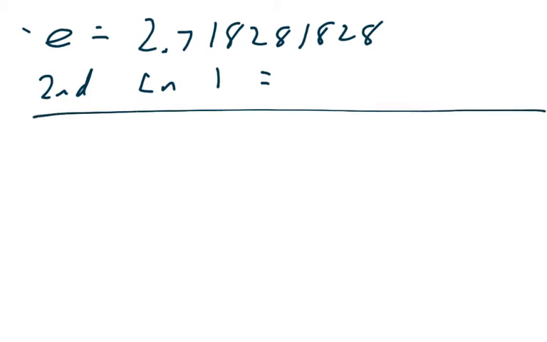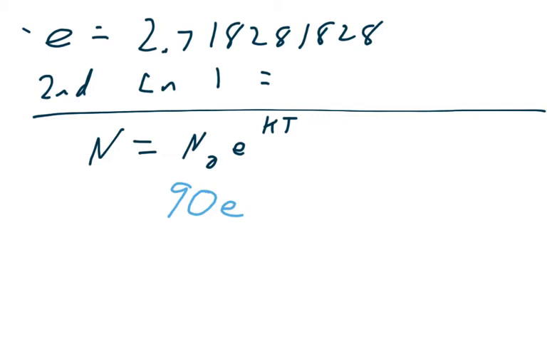e is a special type of number because we use it when we compound things continuously. So in example number 1, we have a formula N equals N sub 0 e to the kt, and k is positive if it's growth and negative if it's decay. According to Newton's law, a beaker cools exponentially when removed from heat. Assume the initial temperature is 90. So I'm going to put 90 in for N sub 0 because that's where we're starting.